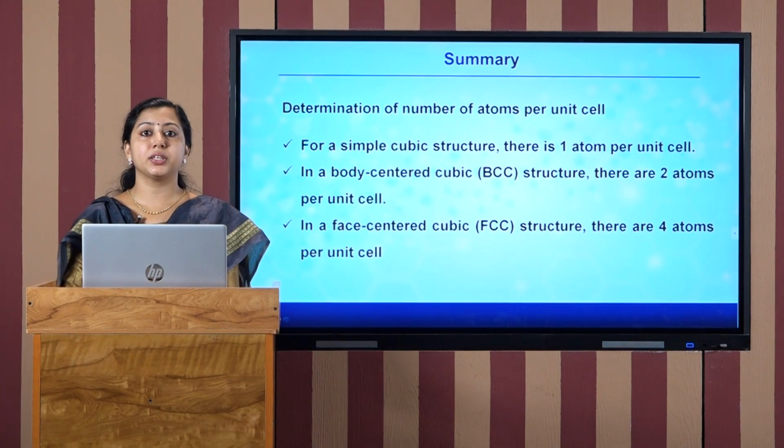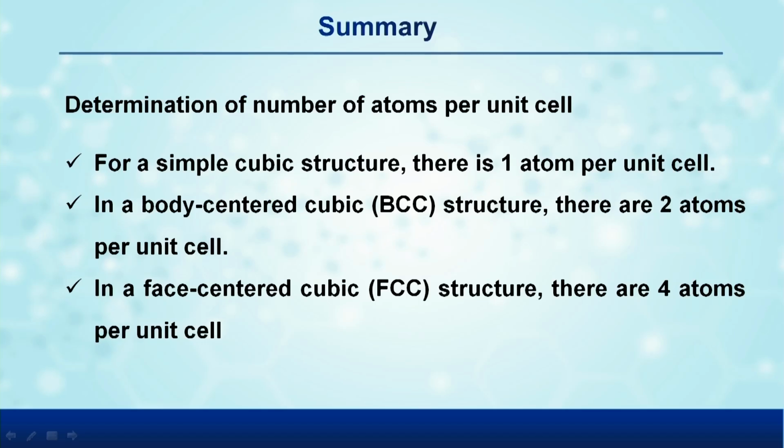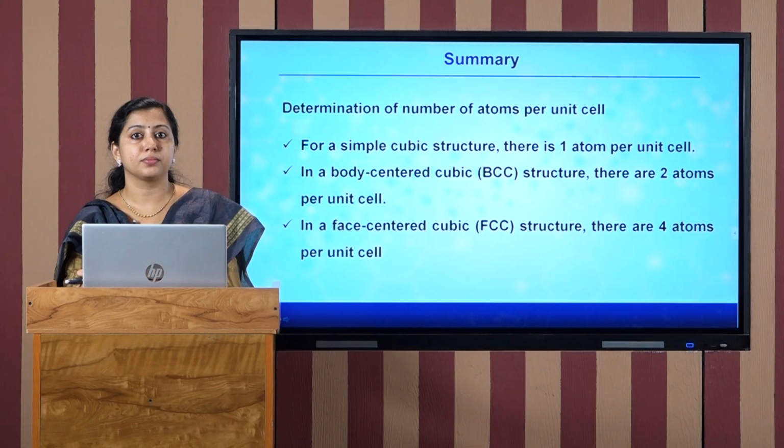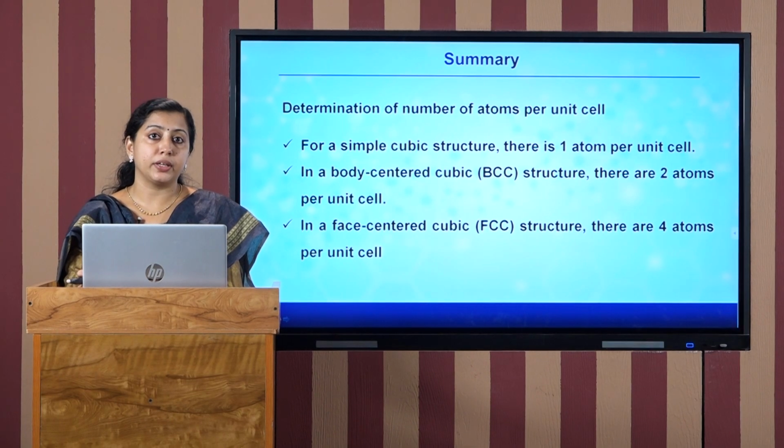Okay. So, in this session, we have learned how to determine the number of atoms per unit cell, and we saw that for a simple cubic structure, there is 1 atom per unit cell, whereas there are 2 atoms in a body-centered lattice, and in a face-centered or FCC structure, there are 4 atoms per unit cell. So, in the next class, we will continue our discussion on the calculation of other lattice parameters. Thank you.